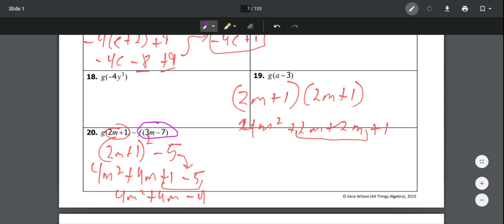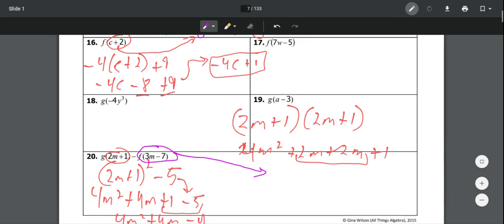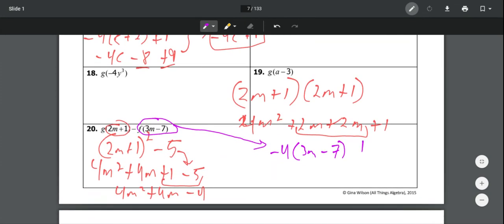So f of 3m minus 7, so that means we just plug in 3m minus 7 wherever we see an x in this equation. So that will be negative 4 times that x, so that's going to be subbed in. That x is going to be replaced with 3m minus 7. And then on the end, we have plus 9. This one's a bit easier. We just distribute this negative 4. So that'd be negative 12m. Negative 4 times a negative 7 is positive 35 plus 9.